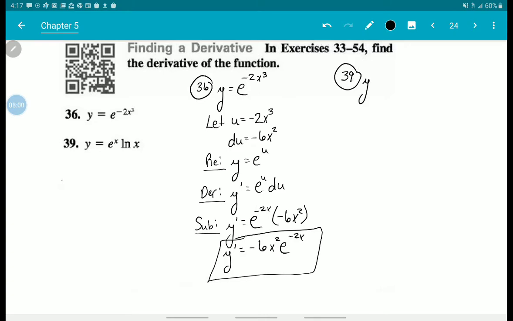Let's look at 39. So we have two functions here. We have e to the x and we have ln of x. So to find the derivative, it will be a product rule. Product rule says it's the first one times the derivative of the second plus the second times the derivative of the first.